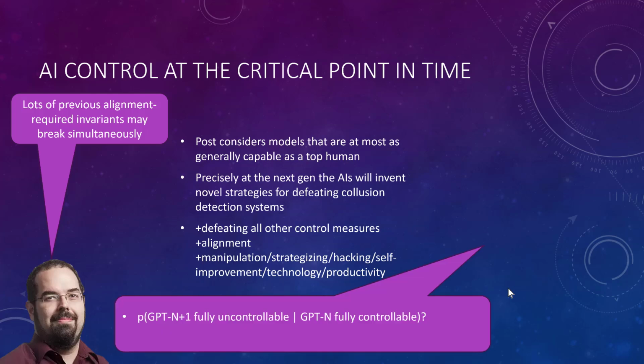So my two questions are: is it reasonable to think that we'll have GPT-N, like level 5, that is fully controllable, and then level 6 that is totally uncontrollable and fails for many of these reasons? And do you agree when I say that collusion detection as a control system seems like a thing that fails precisely at the same time as all the other control methods?